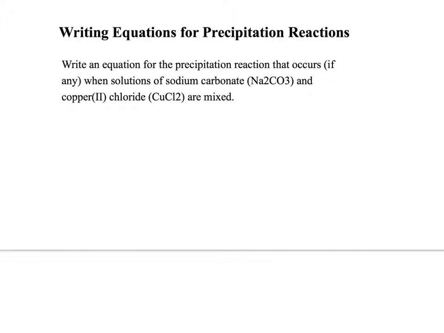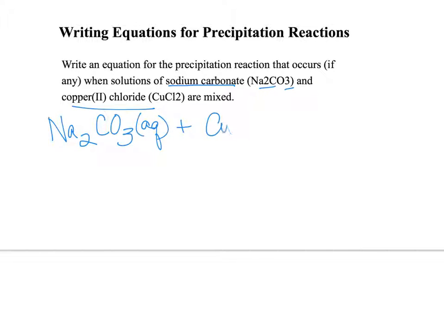So let's look at an example where we are given the reactants and we're asked to create the products. So first of all, we have sodium carbonate, which is written as Na2. The subscripts here aren't written correctly, so I'm going to redo that. And then the carbonate, which is CO3. And we also have, and that's going to be an aqueous solution. And we're mixing it with copper 2 chloride. So that's going to be CuCl2, and that's also going to be an aqueous solution.